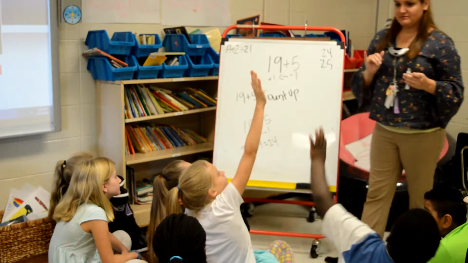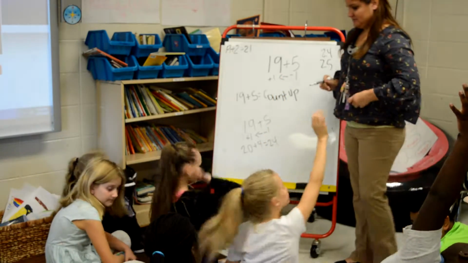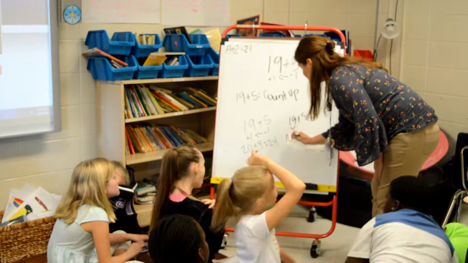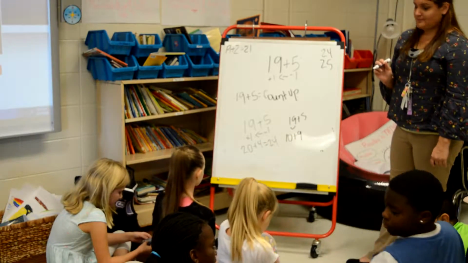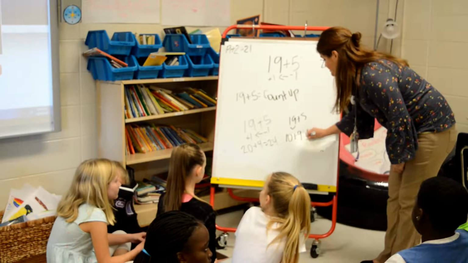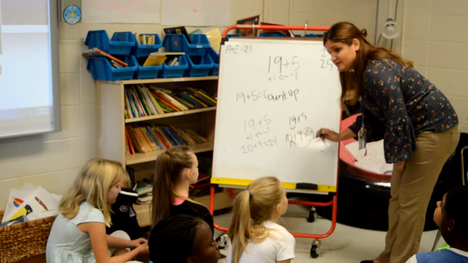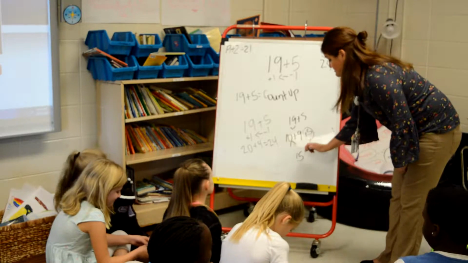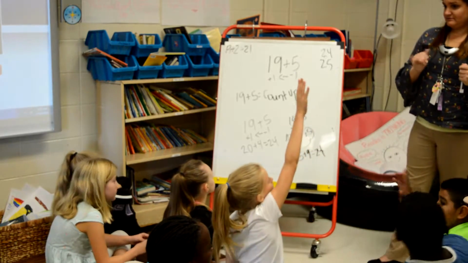Did anyone else use our method? Okay, is there another way that someone solved? Brody, how did you solve it? I split up the 10 and the 9. Okay. He split up the 10 and the 9, and then what did you do? This time I added all the 5 to the 10. Oh, so he decided it was easier to add 10 plus 5 than 10 plus 9. And so 10 plus 5 is? 15. Okay. And then what did you do? And then I added the 9 to make it 24. Then he added the 9 to make it 24. Good. Anyone else do it like that?